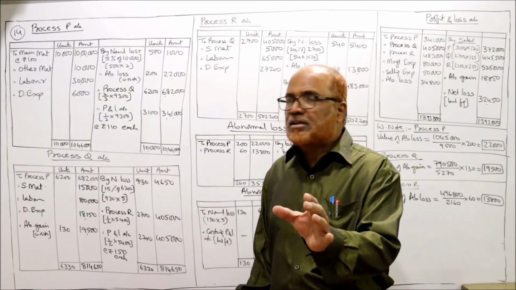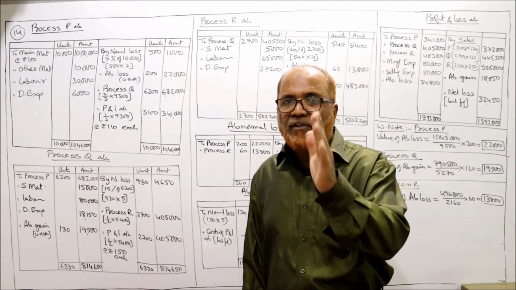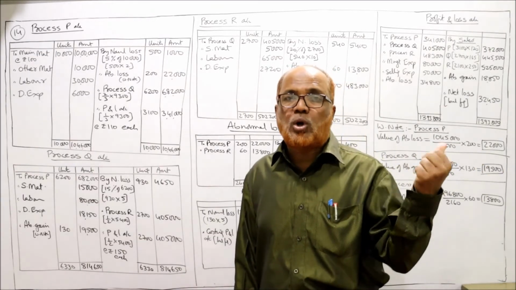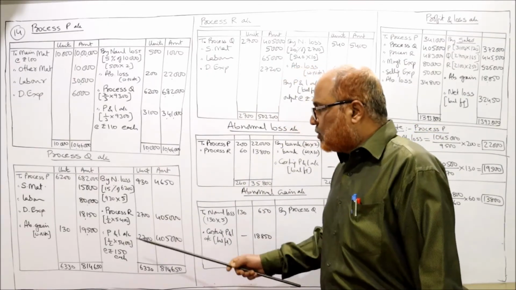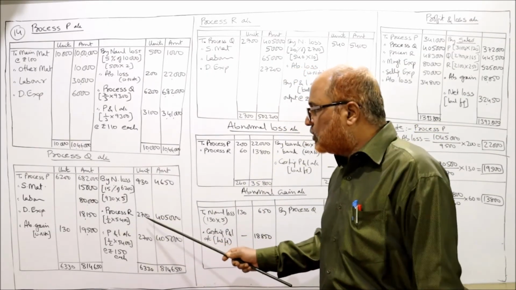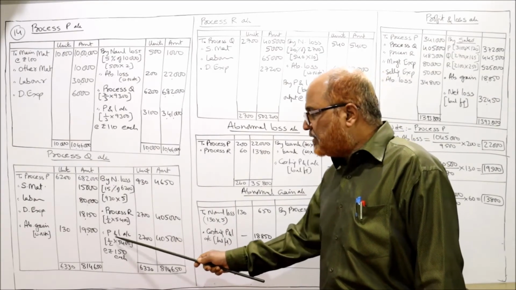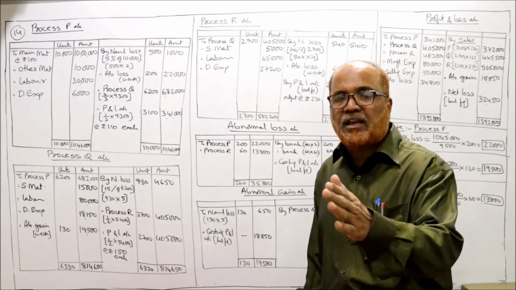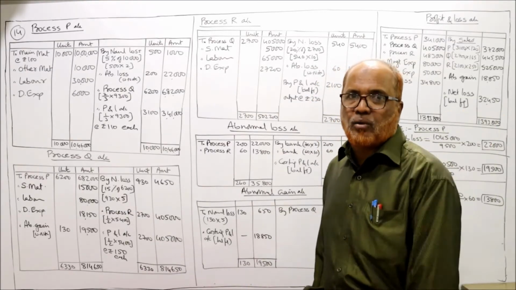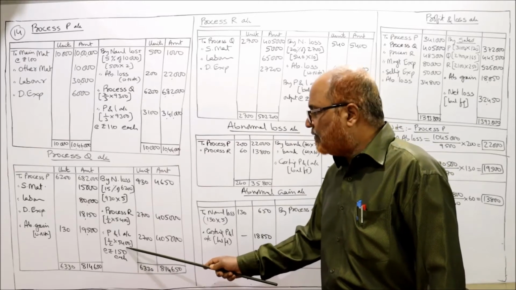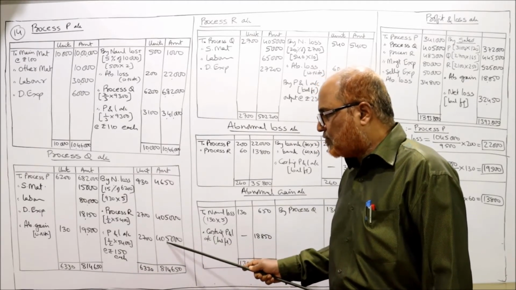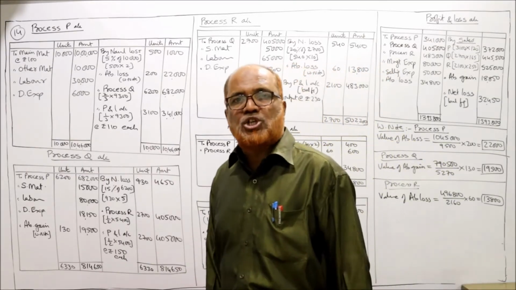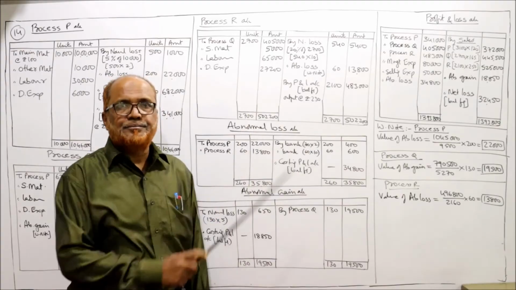It is given in the problem that from process Q, half of the output is going to the next process and the remaining half is being sold. Sold means we have to transfer to the P&L account. So half of 5,400 is 2,700, and the other half of 5,400 is 2,700. Half goes to the next process and half to the P&L account. At what rate? 150. So 150 into 2,700 is 4,05,000. Now if you take the total, 8,14,650, over. This is process Q. Now I am coming to process R.